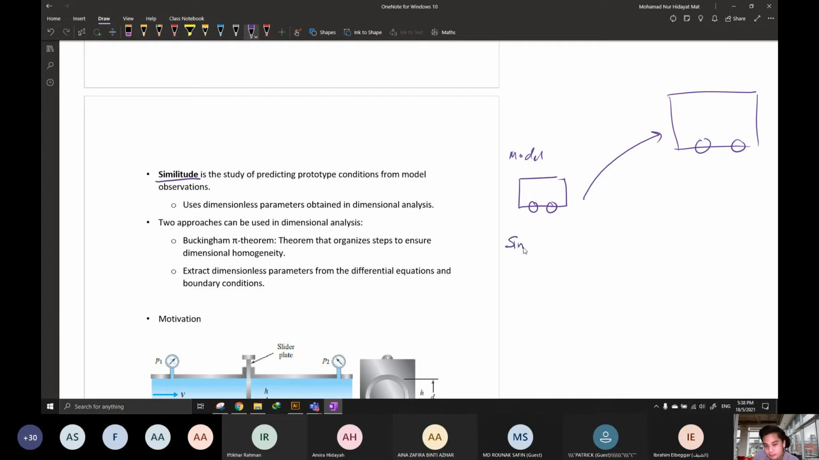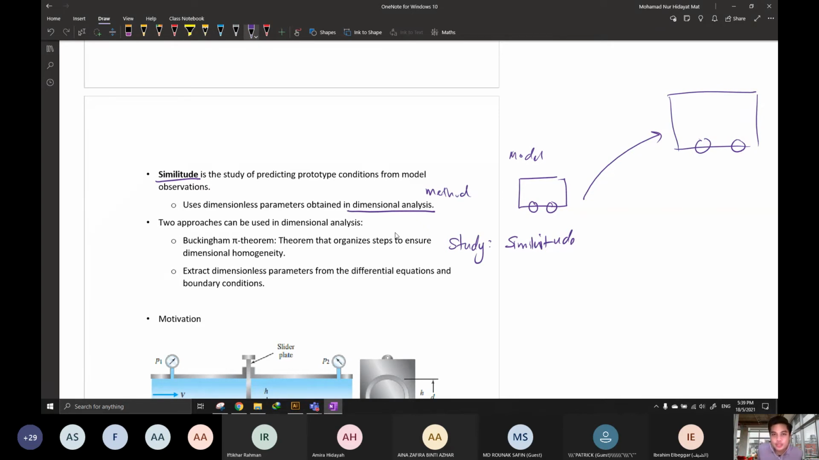Similitude. Okay, that means the model will behave the same as the prototype. So they investigate from the model, so it will happen in the prototype. So how do they use the dimensionless parameter to obtain the dimensional analysis? This is what we call a similitude study. The method we call dimensional analysis. This is the method. How do they conduct it using dimensional analysis?